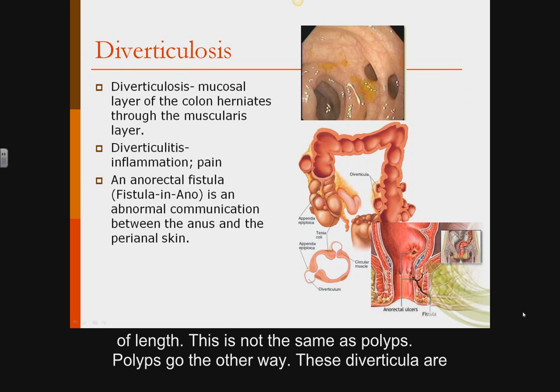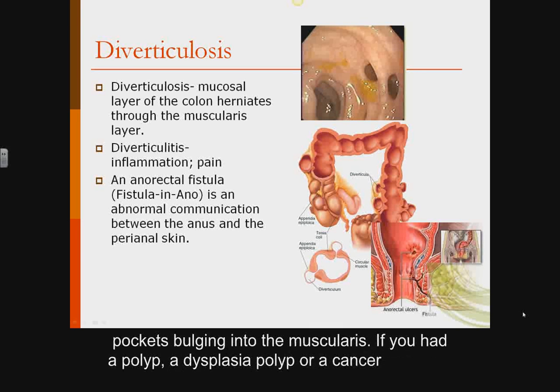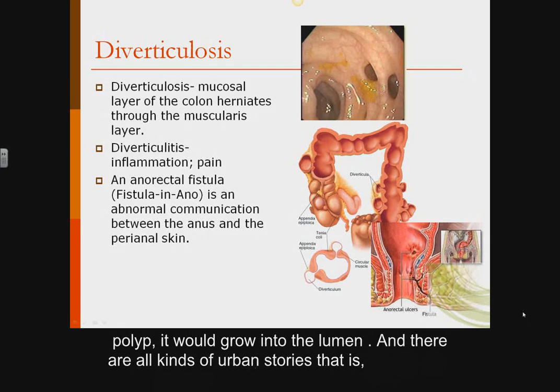This is not the same as polyps. Polyps go the other way. These diverticula are pockets bulging into the muscularis. If you had a polyp, a dysplasia polyp or a cancer polyp, it would grow into the lumen.